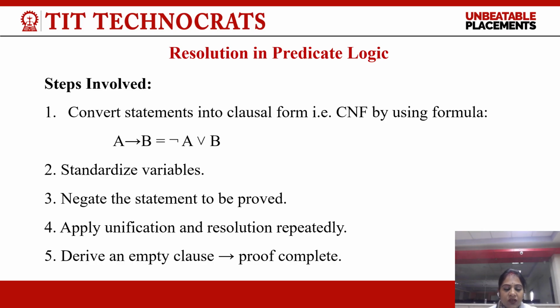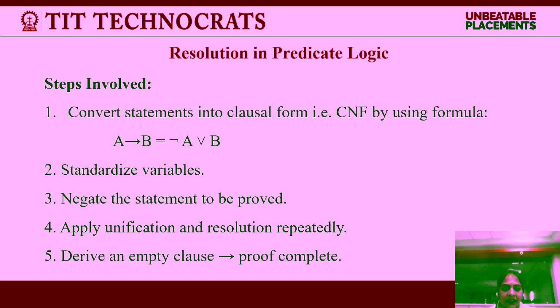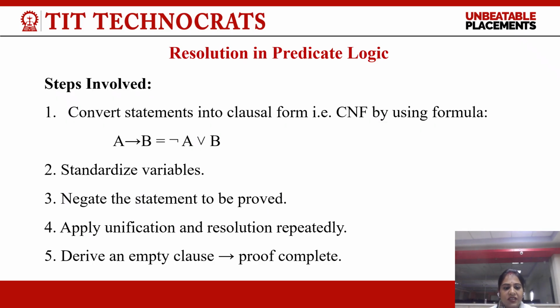Now we have to apply unification and resolution. So from step 1 and step 2, we will get mortal Socrates. So we will combine with negation mortal Socrates. So mortal Socrates and negation mortal Socrates will be cancelled out and we will get the contradiction. So Socrates is mortal, that will be proved by refutation.